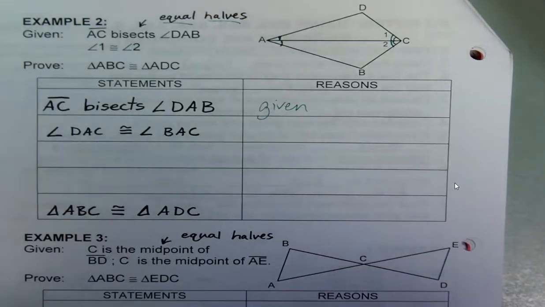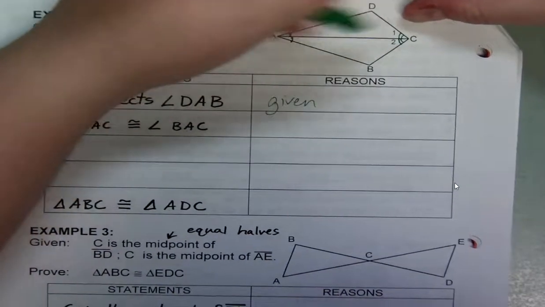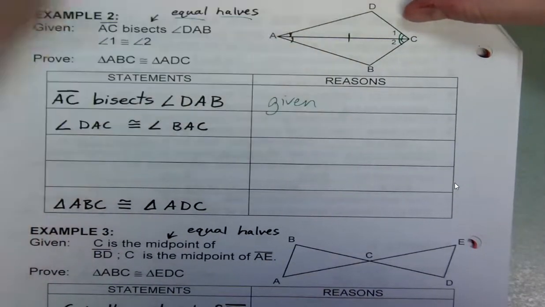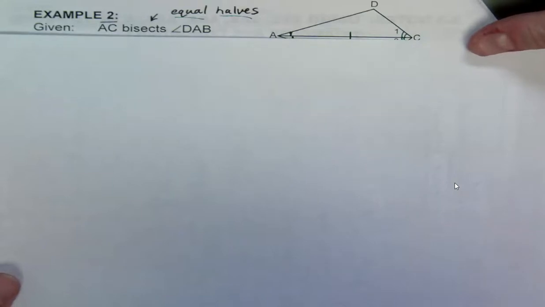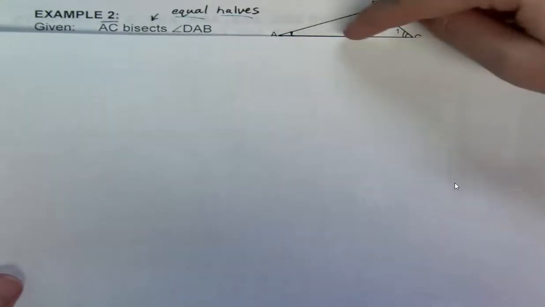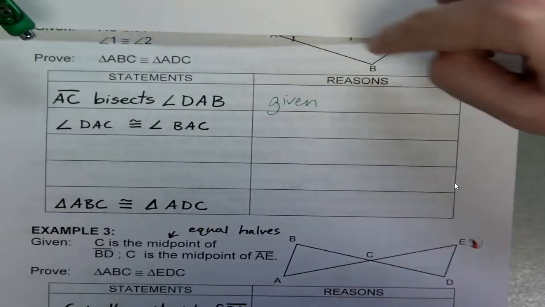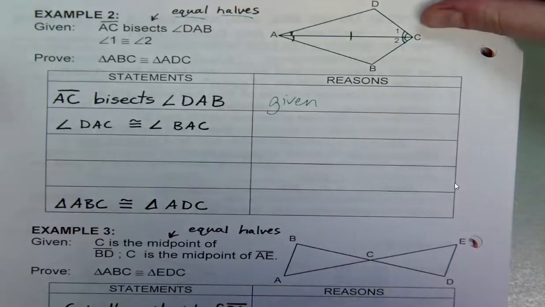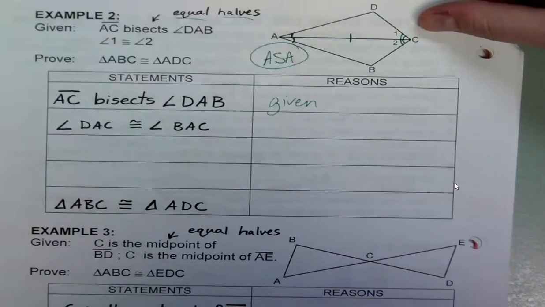Okay. And then we know that we have another shared side, like the previous example. So I'm going to mark that congruent. And we can look at our picture and tell, if I look at my top triangle, say I've got an angle, a congruent side, and an angle. So angle, side, angle. Bottom one, angle, side, angle. So that's how we know that that is our congruence.